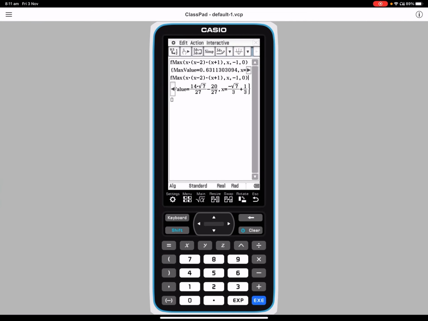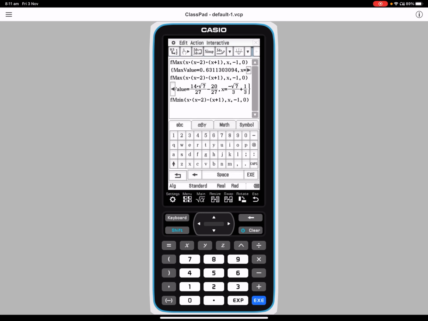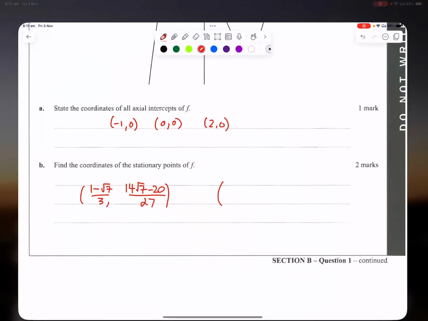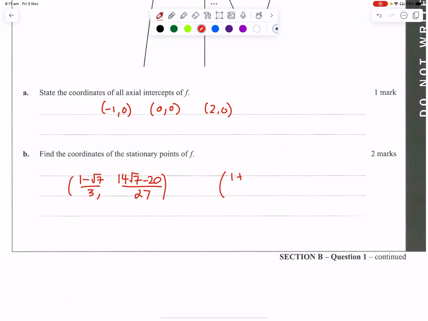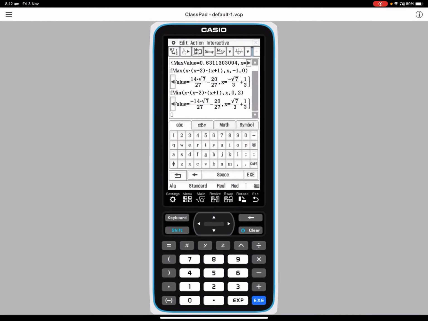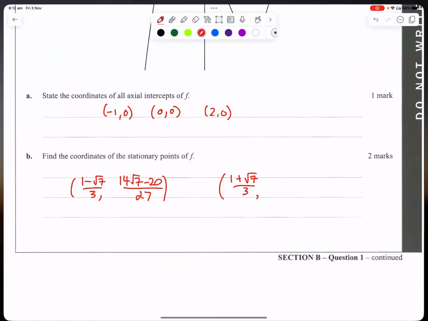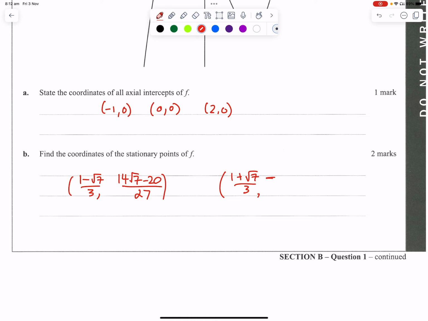We then want to do the same thing, but we want to find the minimum. So change that to min, not max. And we want that between 0 and 2. So root 7 plus 1, or 1 plus root 7 on 3. And then minus 14 root 7 minus 20 on 27.